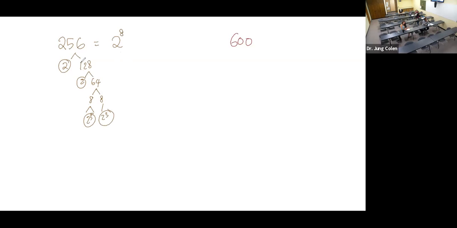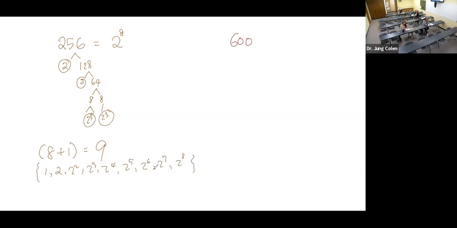So the total number of divisors for 256 is what? 8 plus 1. And there's nothing else. So it's going to be only that. 9. There are 9 different divisors. Okay? That includes 1, 2, 2 squared, 2 cubed, 2 to the 4th, 2 to the 5th, 2 to the 6th, 2 to the 7th, and 2 to the 8th. They are the only divisors. Okay? Does it make sense?